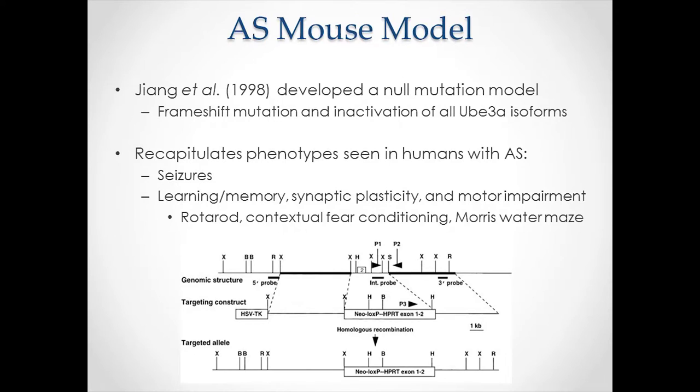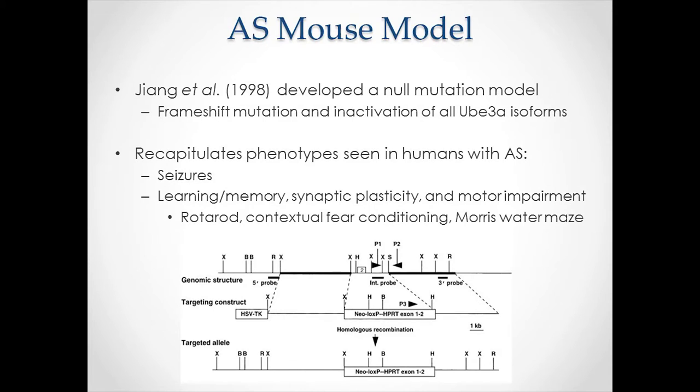So I'm going to go into just a little bit of detail about the AS mouse model that I used for this study. This was, again, the one that was created in 1998. It's a null mutation model that inactivates all UBE3A isoforms. The mouse does recapitulate the phenotype seen in humans with AS pretty well. They have an audiogenic seizure phenotype.